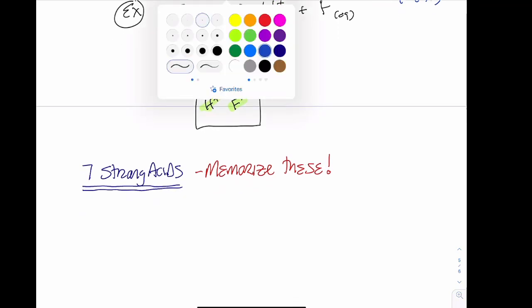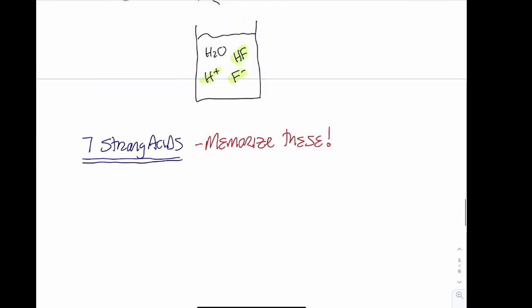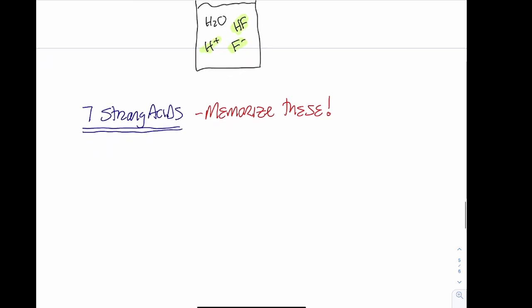If you remember them, it would be kind of a cool test to see if you can jot them down. So hit pause, see if you can remember any of them from your chemistry past, and then hit play again to check. If you don't get all 7, that's okay.